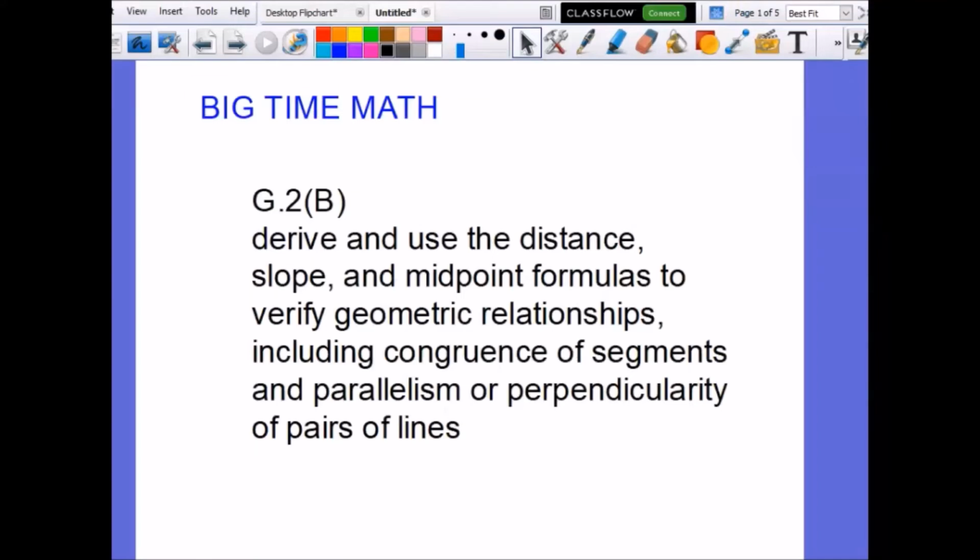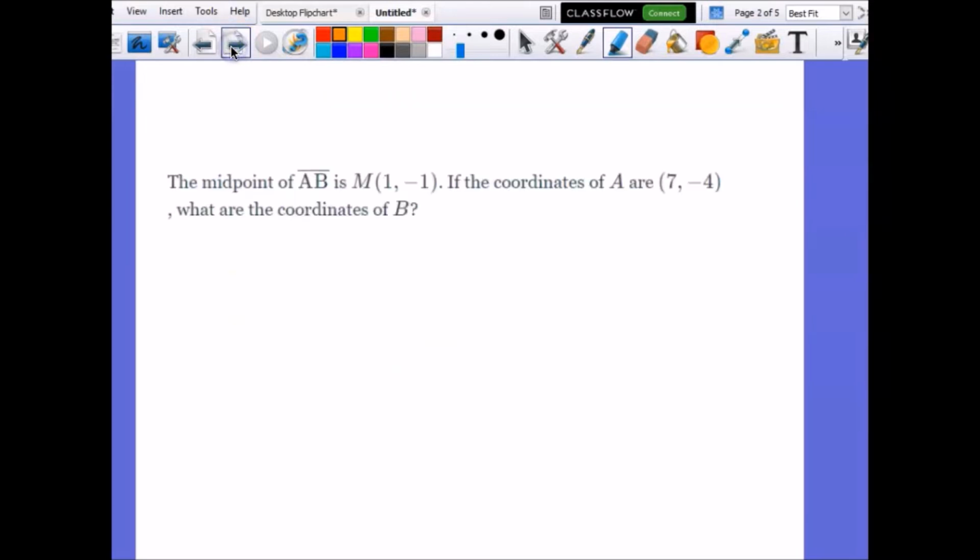Yo, yo, yo, it's big time math up in this mug, and today we're talking some geometry, specifically G2B. And today we're going to be focusing on using the midpoint formula or slope to find some endpoints. And so what do I mean? So let's check out this problem.